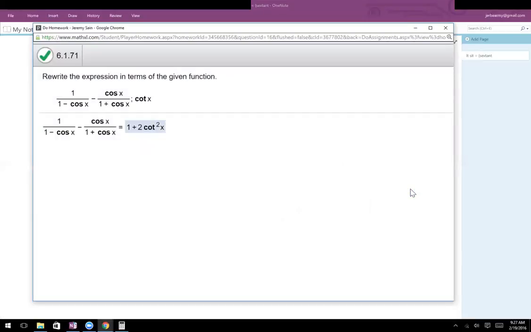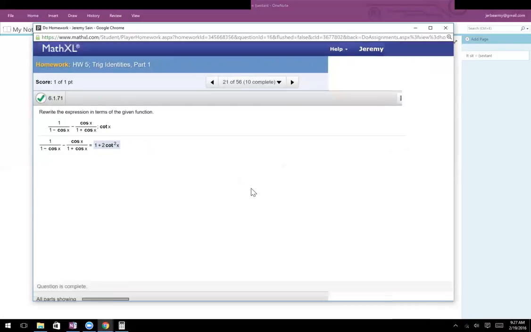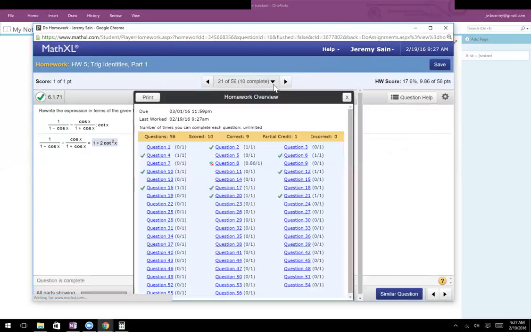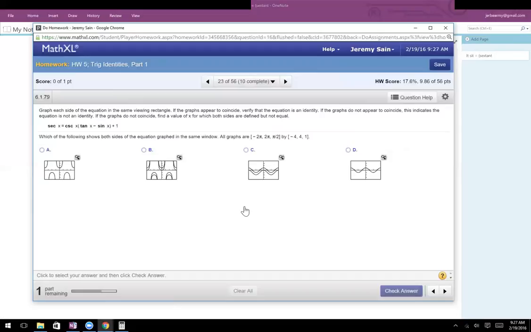I'm not sure that's comforting at all. They're not rotating together. Let's go to 23. Ooh.